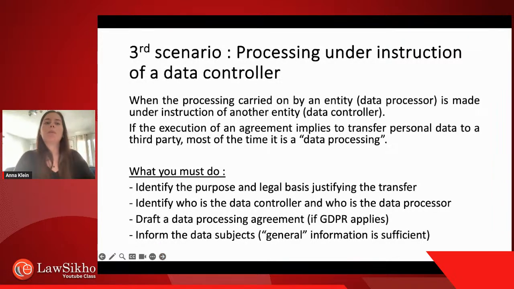Going back to my scenarios, remember how we talked about processing under the instruction of someone else. This is a very important point in commercial agreements, and it happens way more often than we think. Most of the time, anytime you're transferring data to another party, it's data processing, and it means that you need to sign a data processing agreement. That means I'm sending some personal data. I'm responsible for the data of my clients, but I'm deciding to send this data to the delivery company so that they can deliver my products.